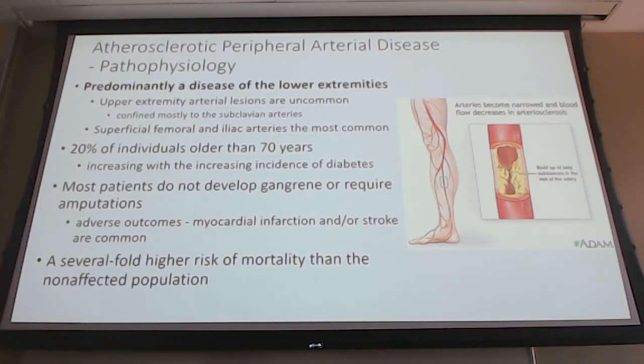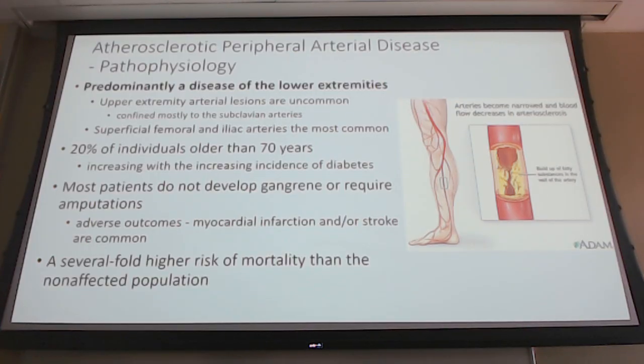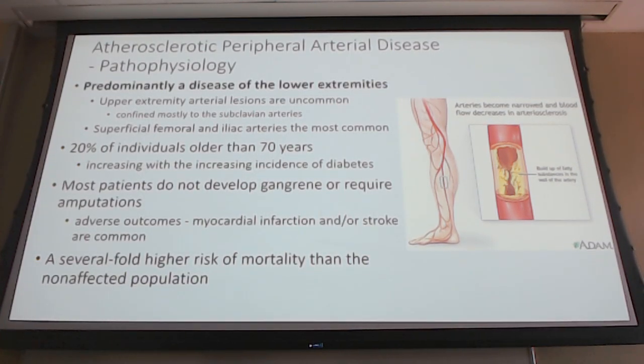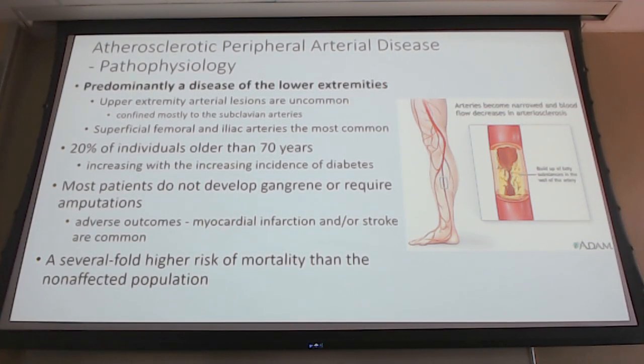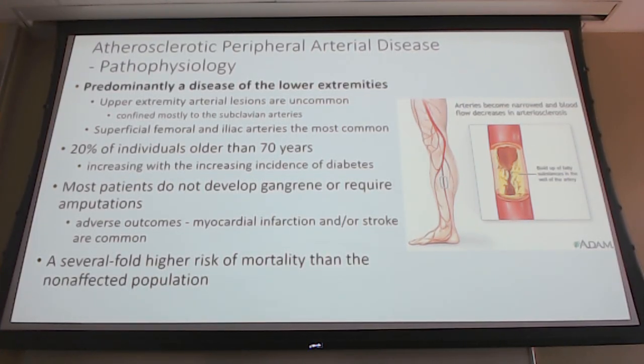The superficial femoral and iliac arteries are the most common location. Okay, these are older people. They have diabetes, it increases their risk. Most patients we're able to get away without having them have chronic wounds or amputation, but in the select few that they are true vasculopaths and it gets really, really bad, they do develop these things and they do need amputations. Okay? MIs and strokes are very common in these patients because if there's plaque in one artery, there's plaque in every artery.